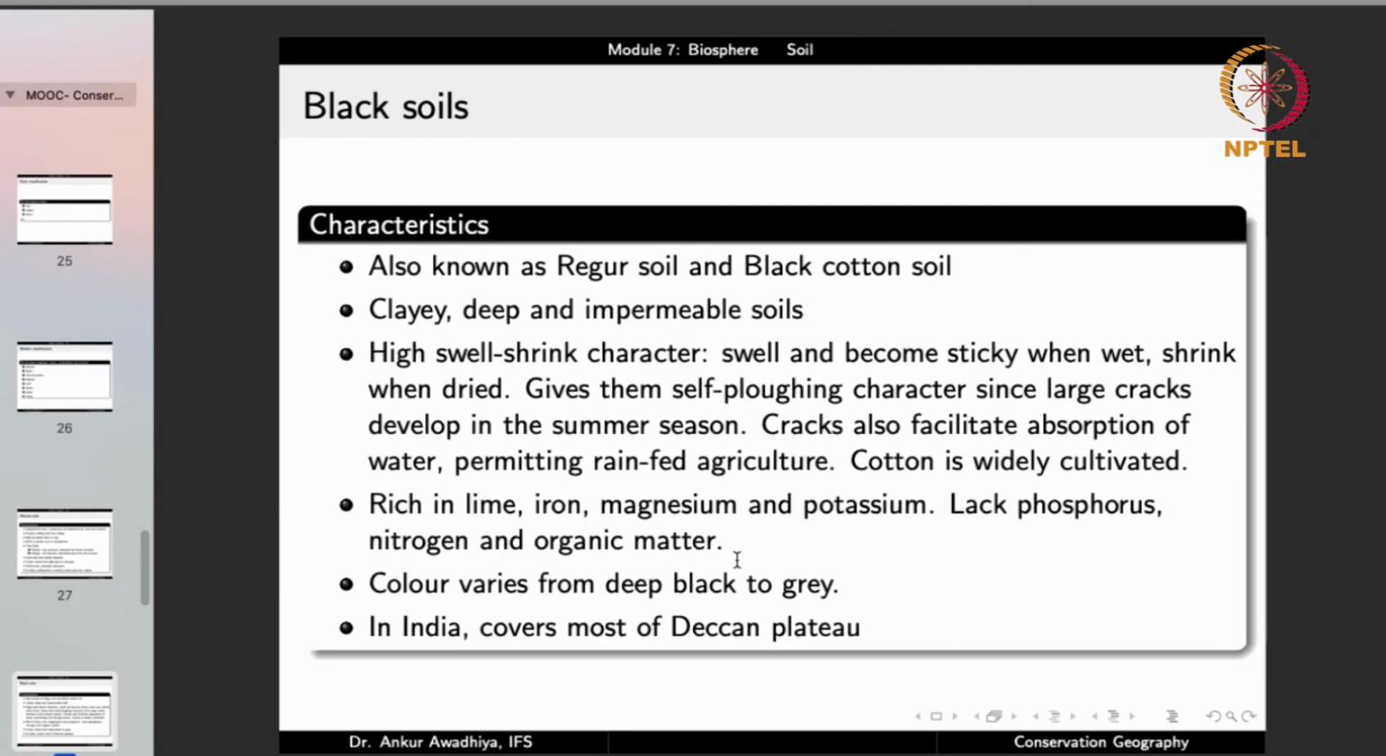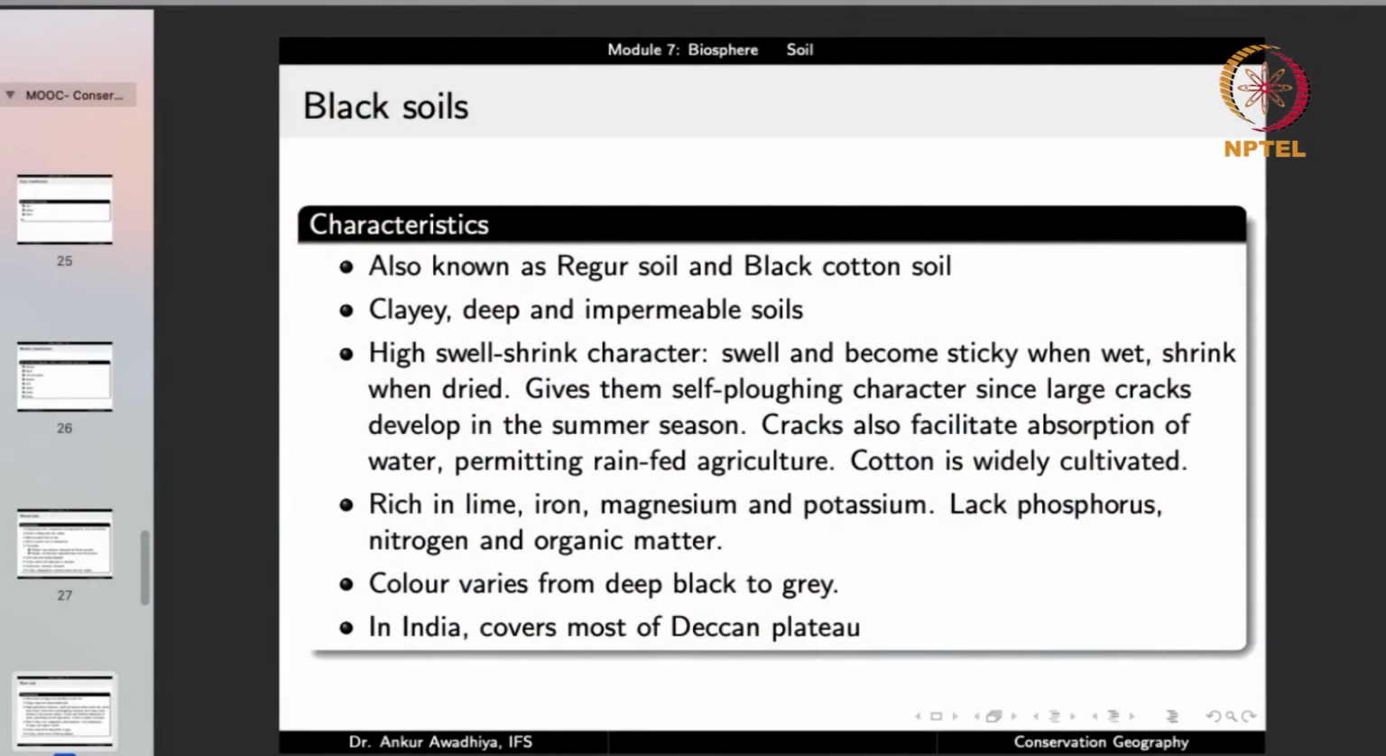So basically, if you want to use this soil for cultivation, you need to add phosphorus, nitrogen, and organic matter because this soil is poor in that. The color varies from deep black to grey, and in India it covers most of the Deccan Plateau. Now when you say that it covers most of the Deccan Plateau, you can get an idea about the origin of this soil. Most of this soil has originated from igneous rocks because igneous rocks are the ones that cover most of the Deccan Plateau, especially the flood basalt provinces. So this is the origin of the black soils.